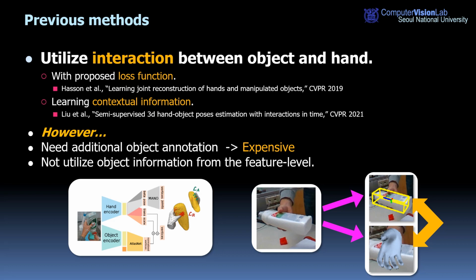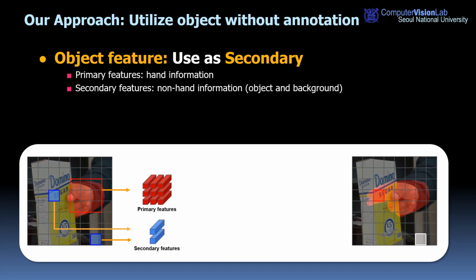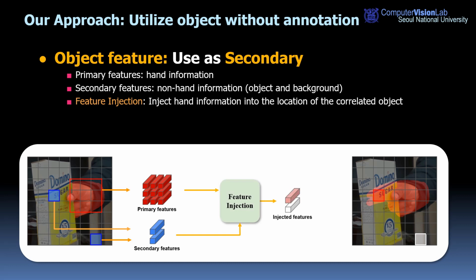Also, these methods are limited to utilizing the object information at the feature level because only annotated information is employed to acquire interaction. Overall, the presented approach operates as follows. From a single RGB image as an input, our method extracts two types of features, named the primary and secondary feature. Without using object annotation, our strategy is to divide the feature into hand and non-hand objects. The primary feature includes information that can be directly used to reconstruct the hand mesh, retaining fluent information of the hand. However, the secondary feature consists of the non-hand information like object and background, which is easily discarded in the previous attention-based methods. With the process of feature injection, we inject the hand information into the required location by considering the correlation between the primary and secondary feature.